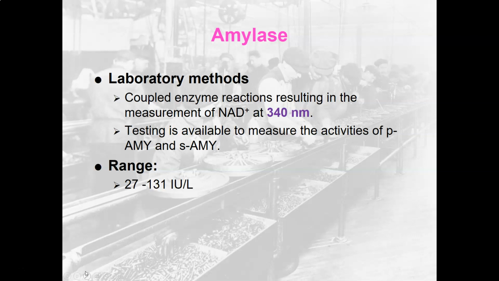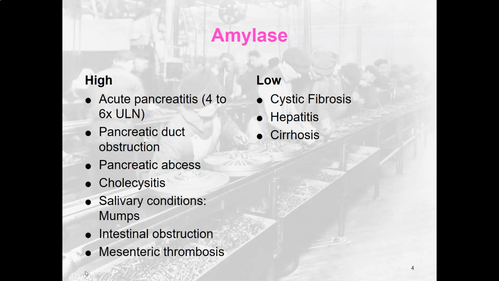The range for amylase is 27 to 131 international units per liter, but if the patient has pancreatitis, you're going to see it elevated, often beyond 1,000 or 2,000, sometimes even as high as 3,000 to 4,000. So you would see high levels in acute pancreatitis, 4 to 6 times the upper limit of normal.